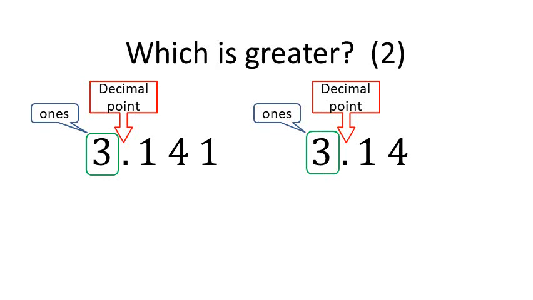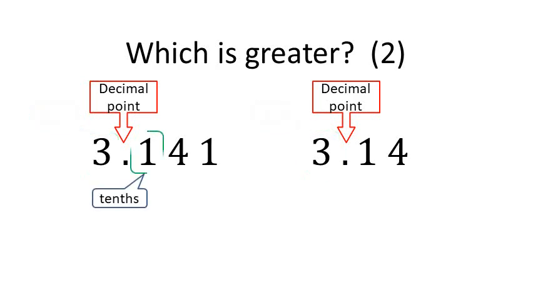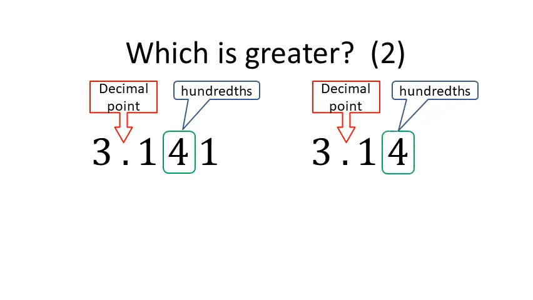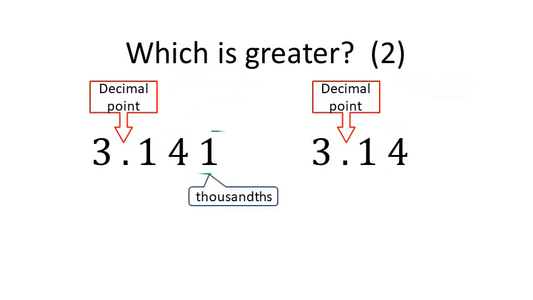So let's check the tenths position. Both decimals have the same digit 1 in the tenths position. They are still the same. Now let's move to the hundredths position. Both decimals have the same digit 4 in the hundredths position. This means they are still the same. Now let's check the thousandths.